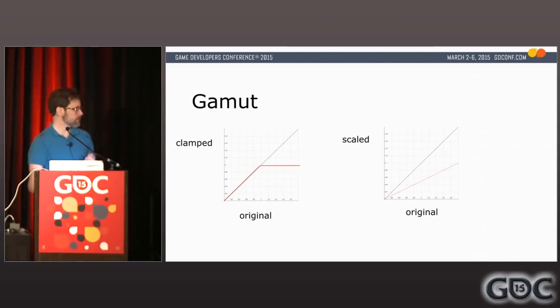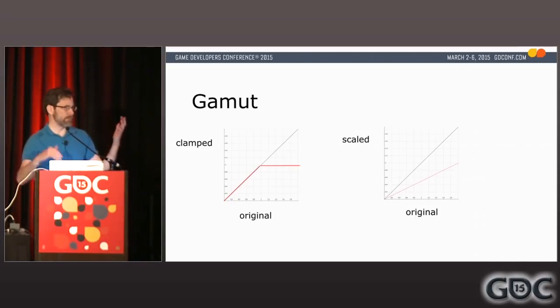So the sort of hacky standard method is just to take anything greater than 1 and clamp it off. And this is represented by this graph here. The red line just gets clamped off. And this works for some applications, but it probably won't give you the result that you want.